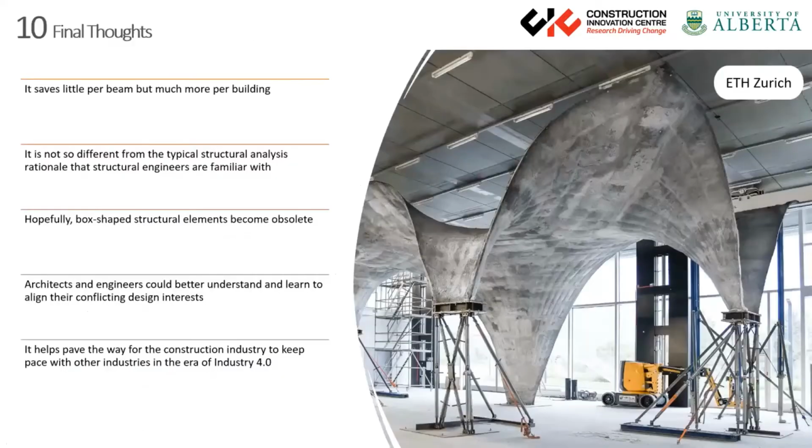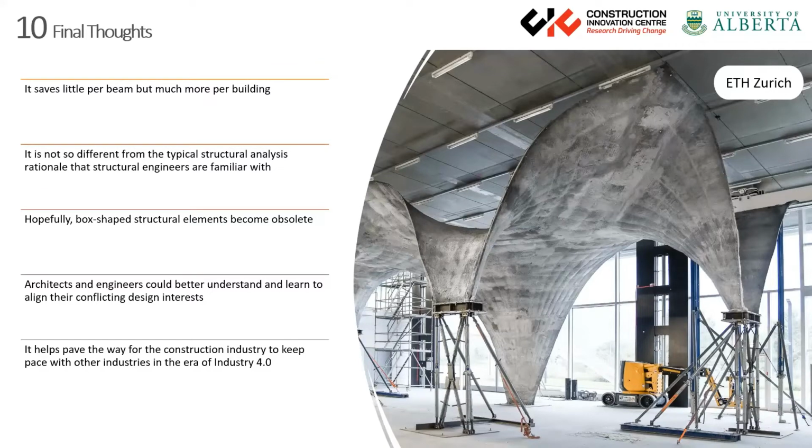So now let's go over some final thoughts. Although you may think that these savings, 50% savings, save only tens of dollars at the scale of a beam, only save little per beam, the amount of savings becomes much more significant at the scale of a building. And second, the design approach we're proposing does not really differ from what structural engineers are familiar with. We actually use the equations from the ACI code.